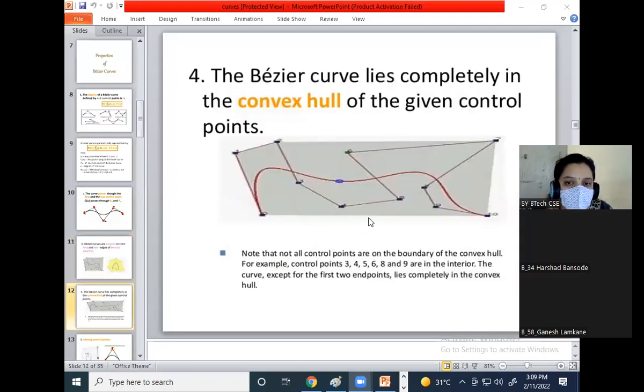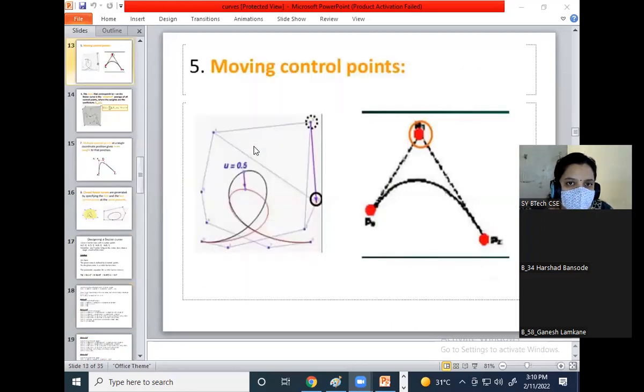Okay. So note that not all the control points are on the boundary of the convex hull. So just now I told you it is not connecting to all the control points. For example, here control points number 3, 4, 5, 6, 8, and 9. These are not part of the convex hull, but they are included inside. So this is the fourth property of the Bezier curve.